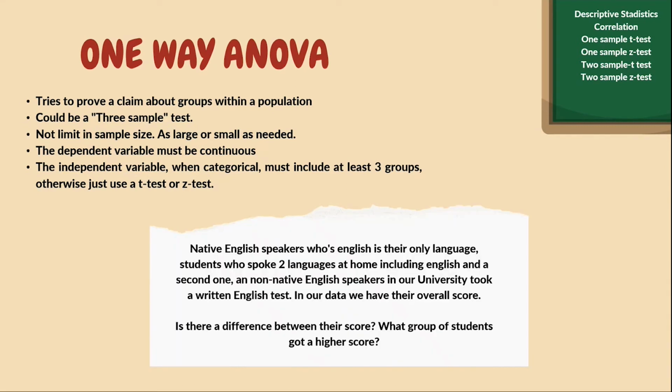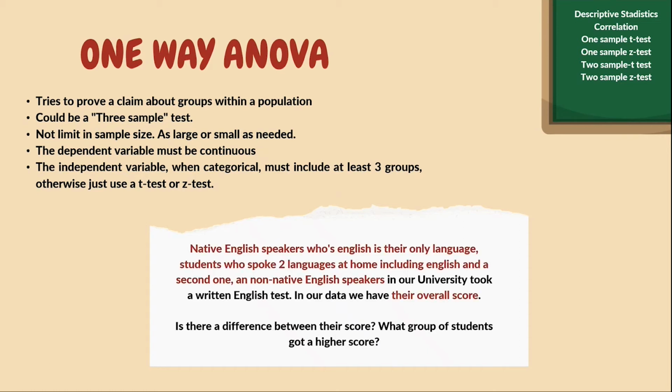Let's see some examples. Native English speakers whose English is their only language, students who spoke 2 languages at home, including English and a second language, and non-native English speakers in our university took a written English test. In our data, we have their overall score. The question is, is there a difference between their scores? What group of students got a higher score?